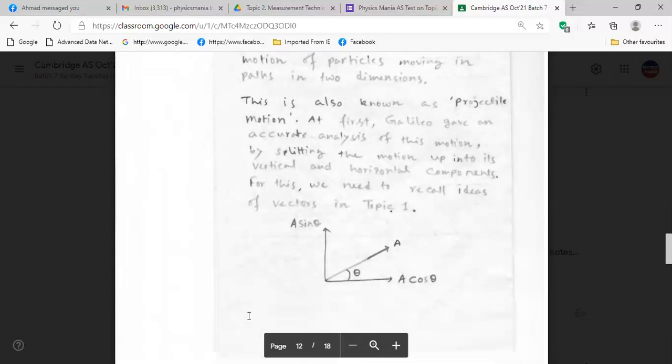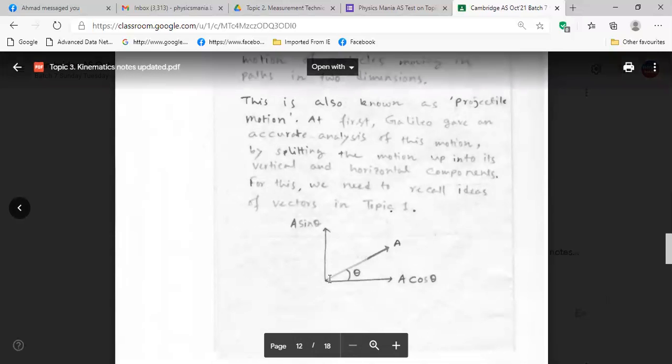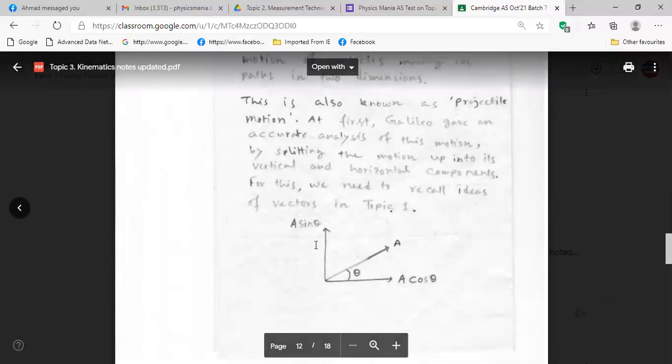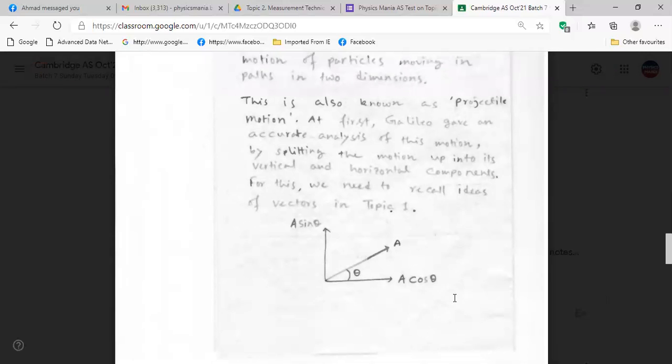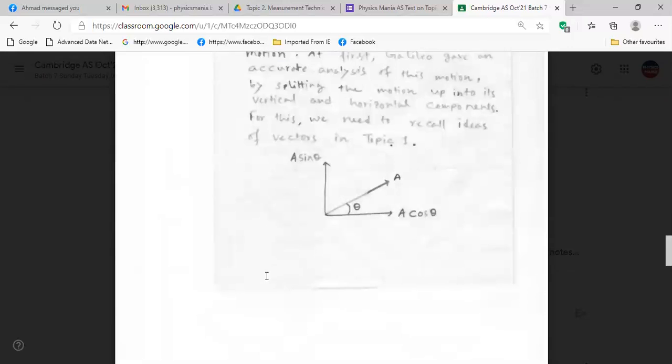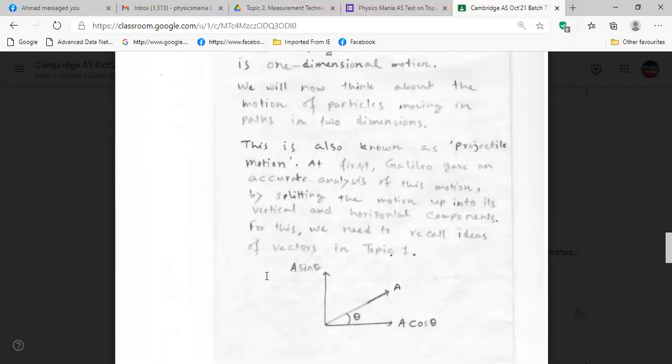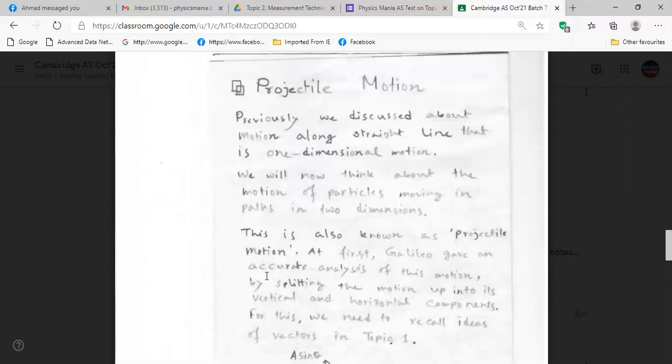Oh, you got this in topic 1, that we have coplanar vectors. For a single vector A we have two components. One is the horizontal component, another one is the vertical component, right? Yes, sir. Horizontal component is A cos theta and vertical component is A sin theta. So this one we know in topic 1, and this is the basic for projectile motion. That's why we brought this idea here. So please write from here, projectile motion. Whatever is written, everything you read. Right.